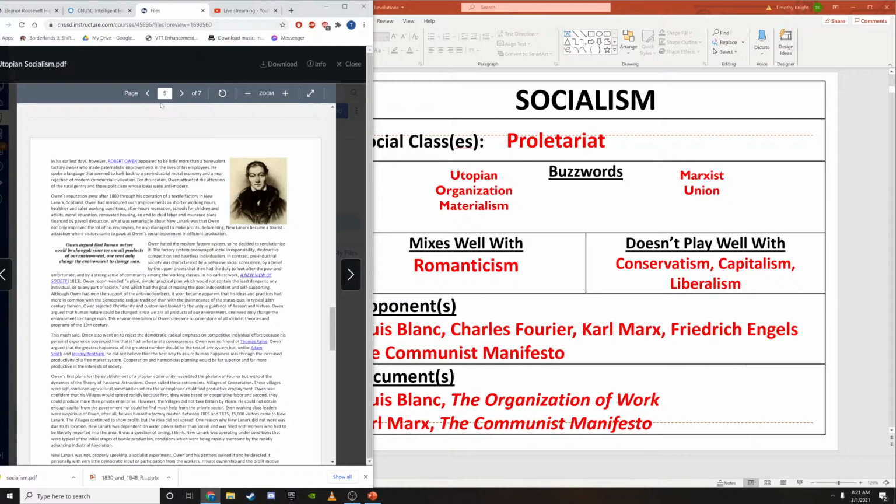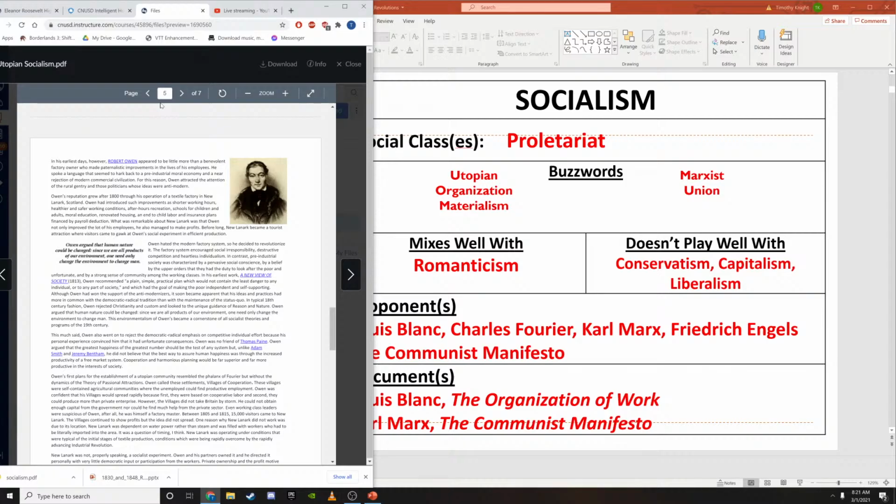Owen had introduced such improvements as shorter working hours, healthier and safer working conditions, after-hours recreation, schools for children and adults, moral education, renovated housing, an end to child labor, and insurance plans financed by payroll deduction. In other words, people would get paid, but part of their paycheck would go to a collective fund of insurance, where those funds could then be used in the event of an accident.